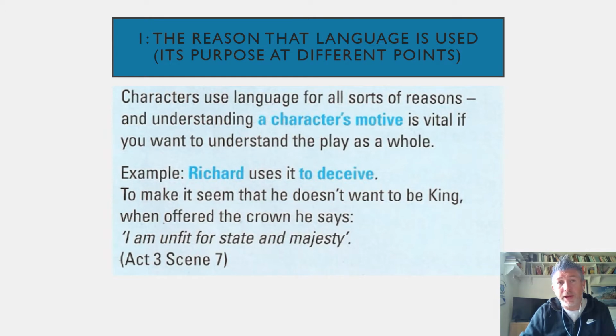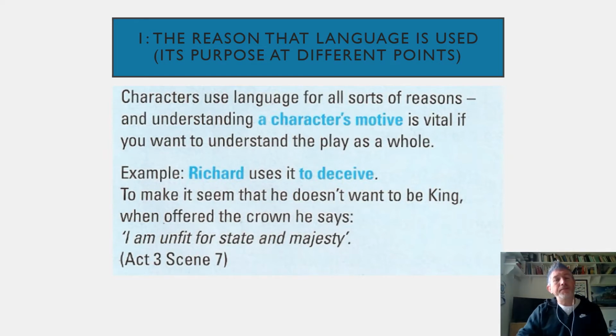Today's focus is the reason that language is used and its purpose at different points. To start us off, these are the notes that I want you to take on board today. Characters use language for all sorts of reasons, and understanding a character's motive is vital if you want to understand the play as a whole. For example, Richard uses it to deceive. To make it seem that he doesn't want to be king, when offered the crown, he says, "I am unfit for state and majesty." And that's from Act 3, Scene 7.